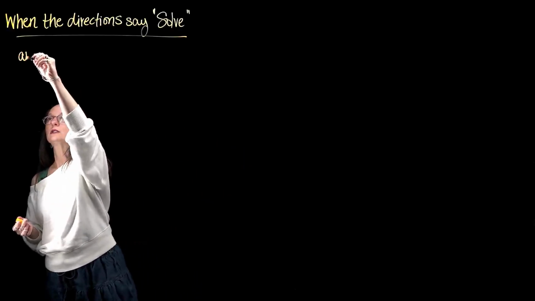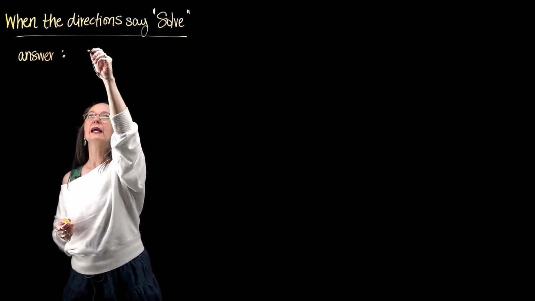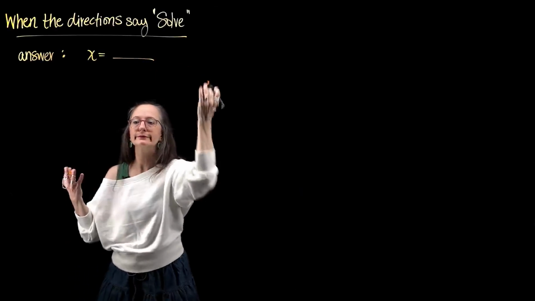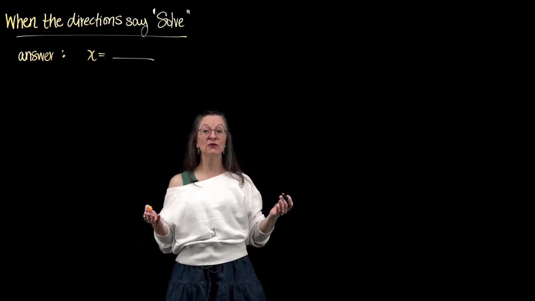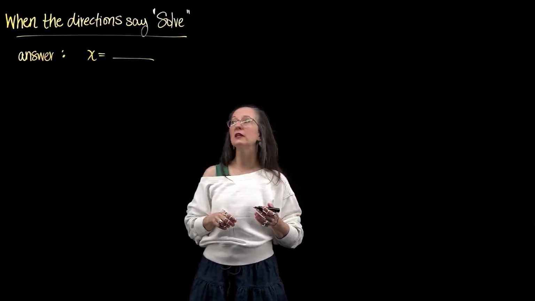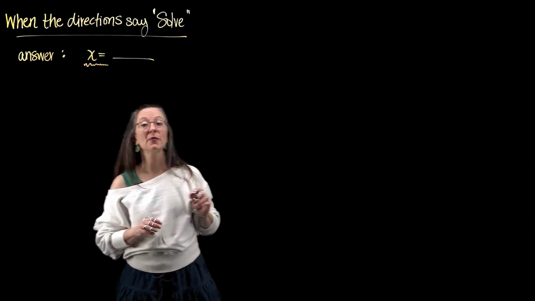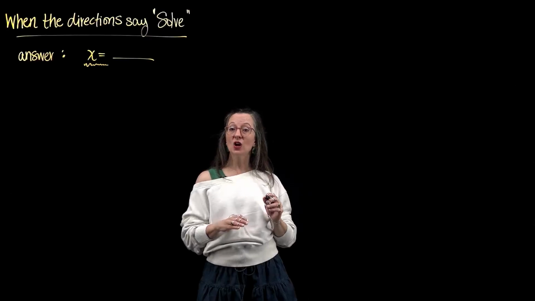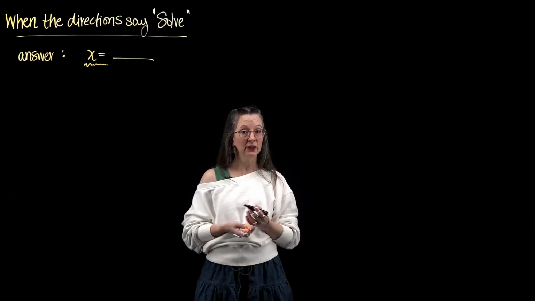So our answer will be something like x equals, it could be one number, it could be two numbers, it could be 3 or 4 even. But the important thing is we're going to have a variable equal to something. So we'll know when to stop when we have that variable equal to a value.